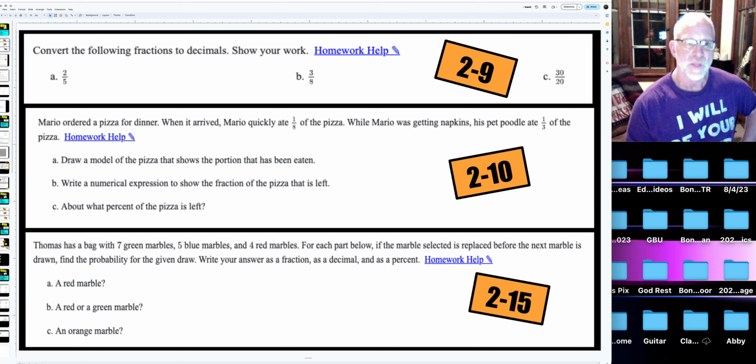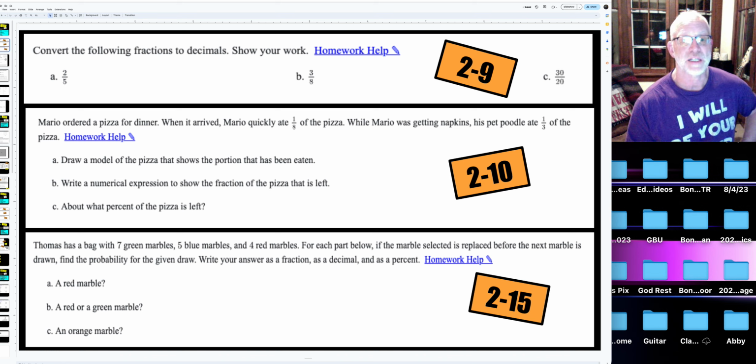2.10. Mario ordered a pizza for dinner. When it arrived, Mario quickly ate 1/8 of the pizza. While Mario was getting napkins, his pet poodle ate 1/3 of the pizza. Draw a model of the pizza that shows the portions that have been eaten. Write a numerical expression to show the fraction of the pizza that is left. About what percent of the pizza is left?